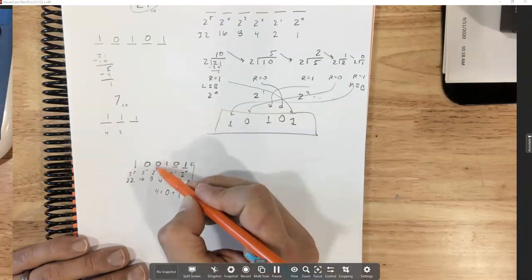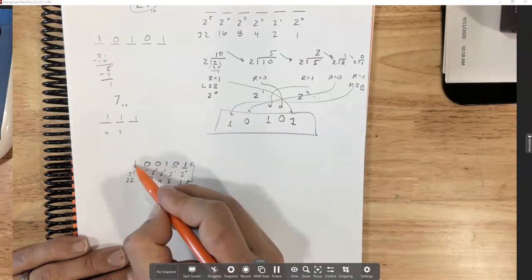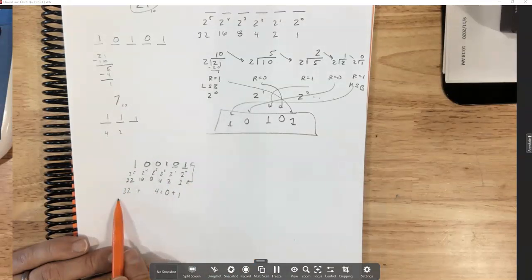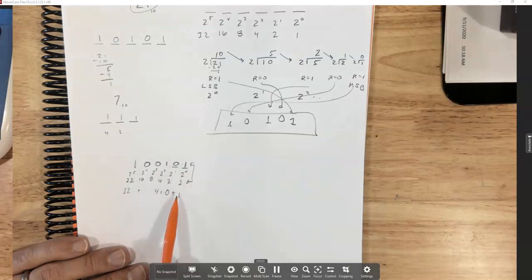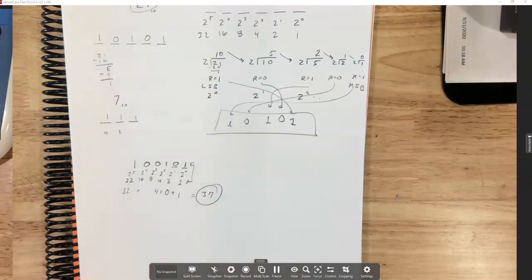But 0 times a number is 0, so I'm really just looking for the 1's and what place value. So here I have a 1 in the 32's place. 1 times 32 is 32, and that's it. I have a 32, I have a 4, and I have a 1. So we get 37. Does that make sense? All right.